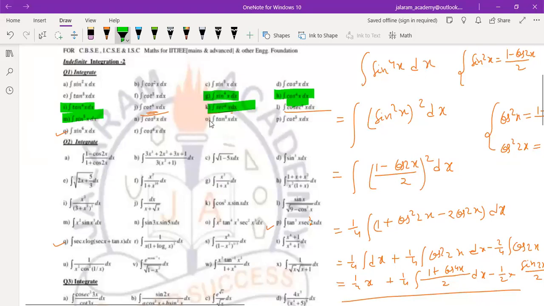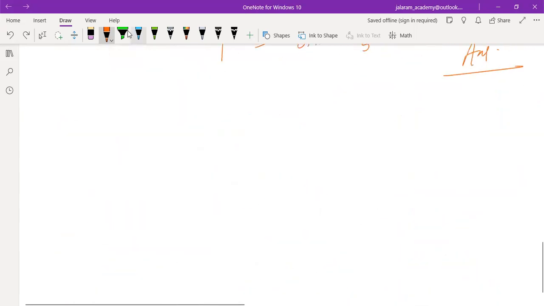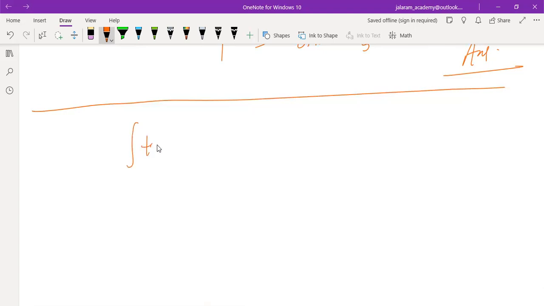Next is tan to the power 5x. So it can also be solved with the same method by writing tan to the power 5x as tan cube x into tan square x actually. Look at this, this tan to the power 5x will be solved with the method by which we have solved tan cube x. So look at this. To solve integration of tan to the power 5x.